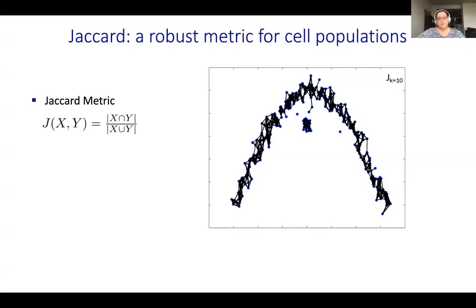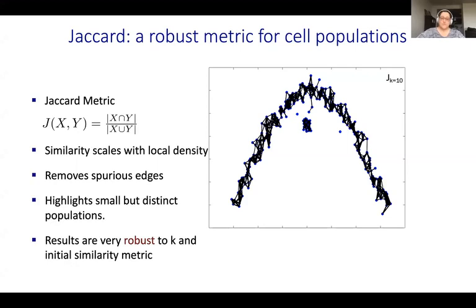Now you clean up the graph and you induce additional modularity by saying your weight, how similar I am to you, is how many neighbors we share. So basically it counts, tell me who your friends are and I'll tell you who you are. And this is really great at doing all sorts of things, such as removing spurious edges, it captures very small populations very well, and it really scales with local density.